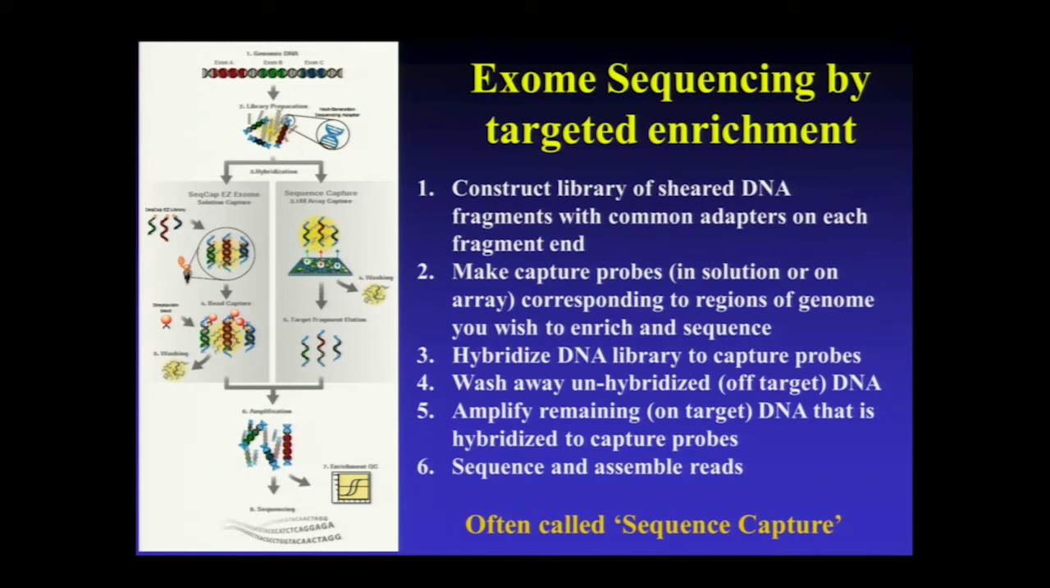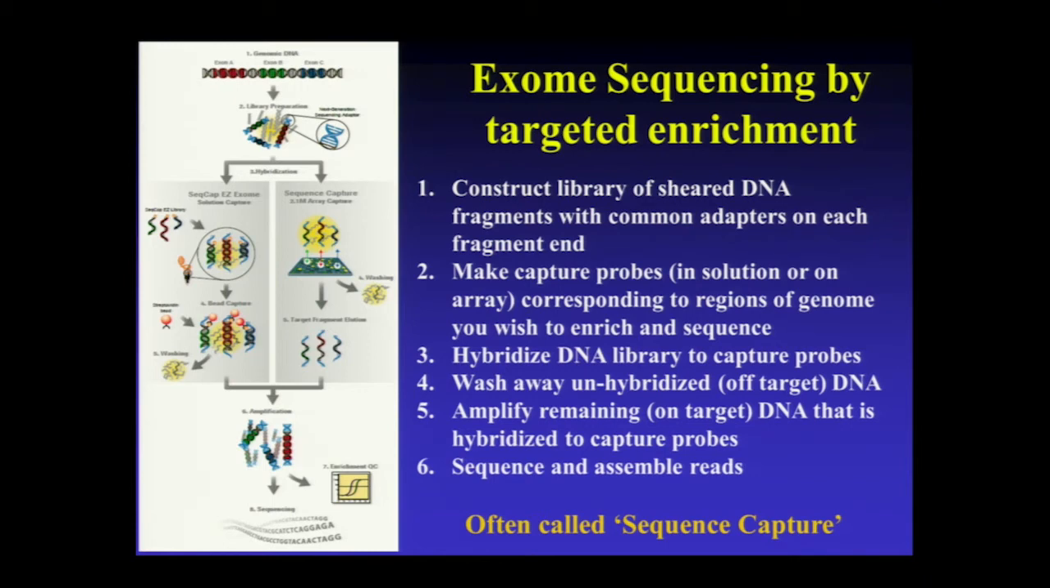So in order to specifically pull out and sequence bits of DNA only corresponding to the coding regions of the genome, you have what are called baits or capture probes that correspond, for example, to one or two for every coding exon of the genome. And specifically, these are labeled with streptavidin.